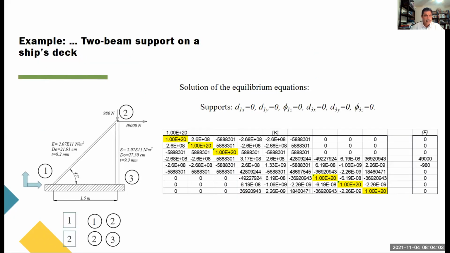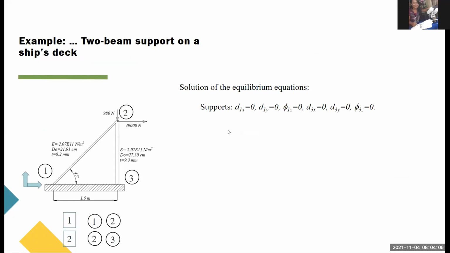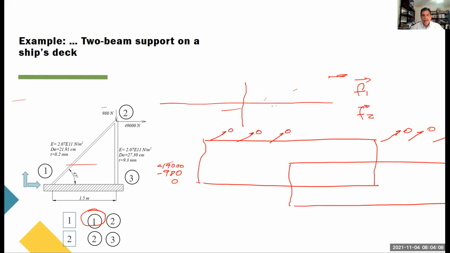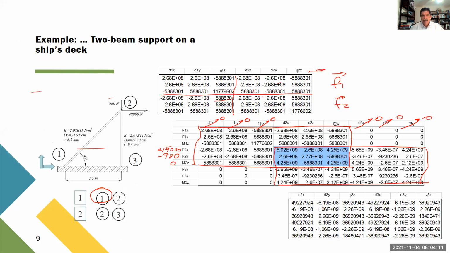Now? Yes. Okay, thanks. So we were forming the global equilibrium equations. Here we're applying the supports. We have to recognize here that we have the same number of unknowns as the number of equations, if we want to solve it uniquely.